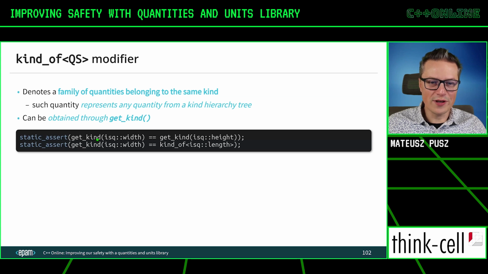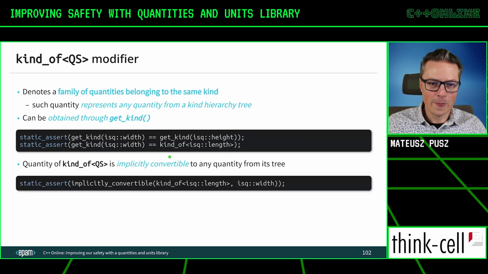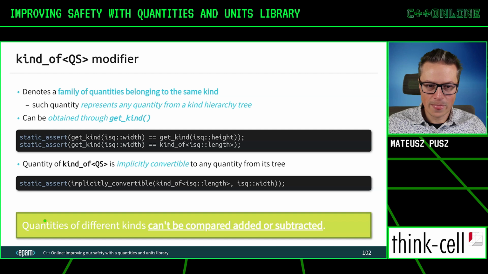Kind can be obtained with get_kind. So get_kind of width is the same as get_kind of height, and actually get_kind of width is kind_of isq length. A quantity of kind_of something is implicitly convertible to any quantity from that tree, right? So, for example, kind_of length is convertible to width, because kind_of says I am behaving like any quantity of this type. Quantities of different kinds can't be compared, added, or subtracted. This is mandated by the ISO standard.